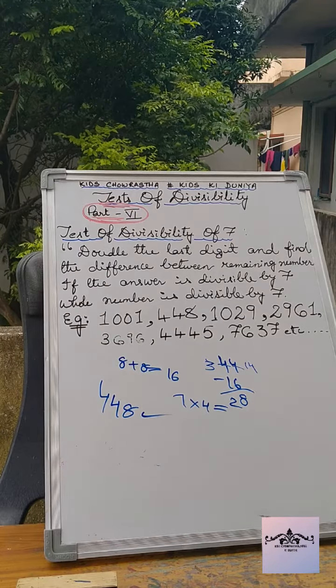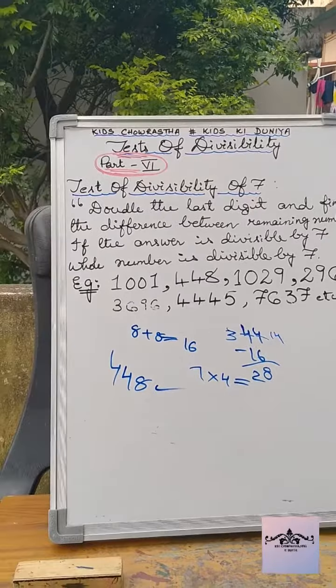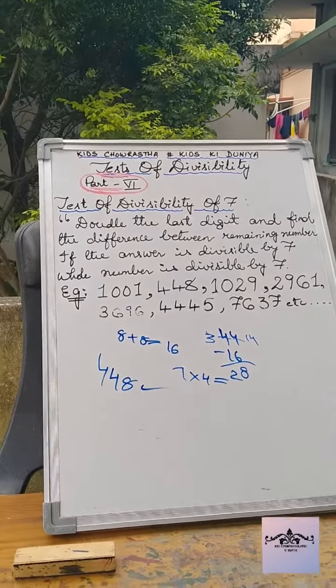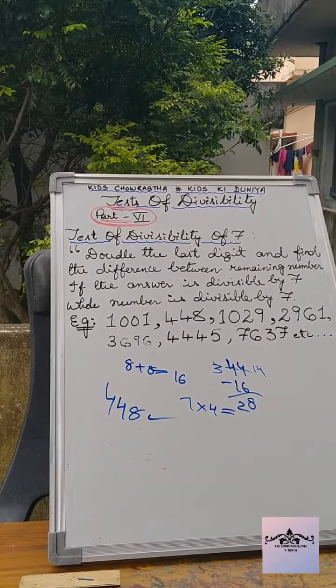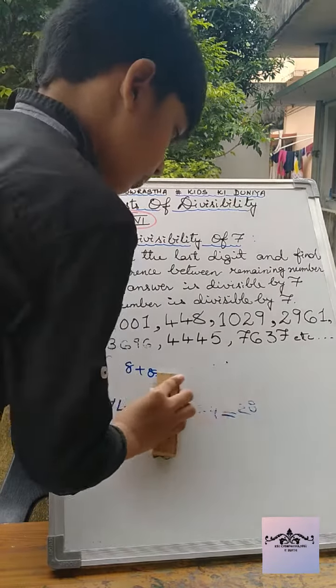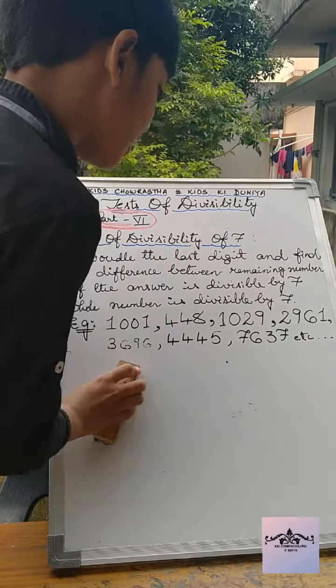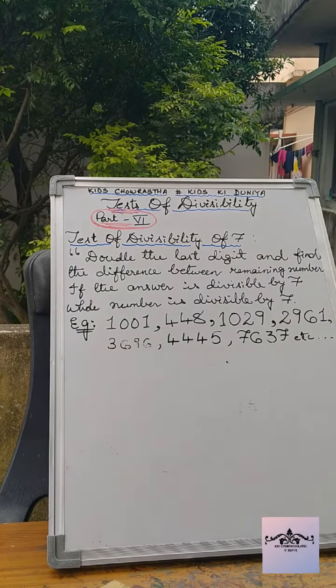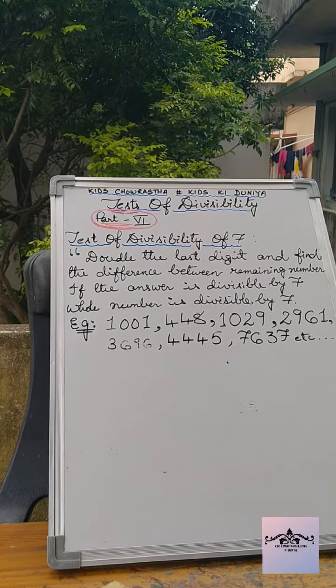See friends, if you practice it, it will become more easy. I already practiced it for the video, so I am getting it easily. We are going to the next number, which is 1029. So now we are going to 1029.